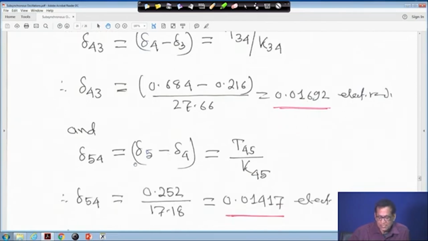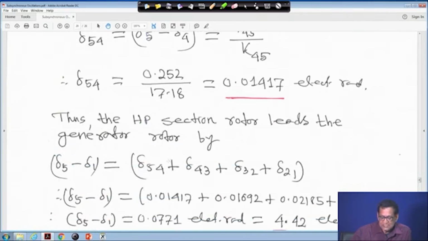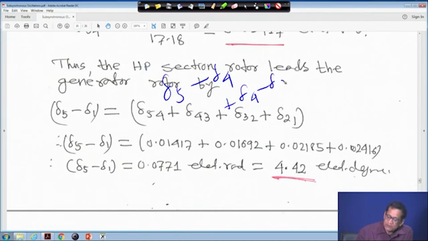And delta 54 will be delta 5 minus delta 4, equal to T45 upon K45. So, delta 54 will be 0.252 upon 17.78, because all stiffnesses have been computed before. So, it is 0.01417 electrical radian. Thus, the HP section rotor leads the generator rotor by delta 5 minus delta 1. Delta 54 means delta 5 minus delta 4, plus delta 43 means delta 4 minus delta 3, plus delta 32 means delta 3 minus delta 2, plus delta 2 minus delta 1.